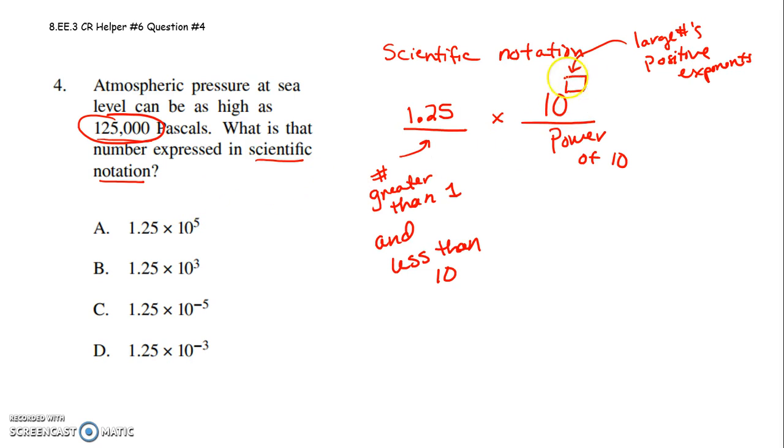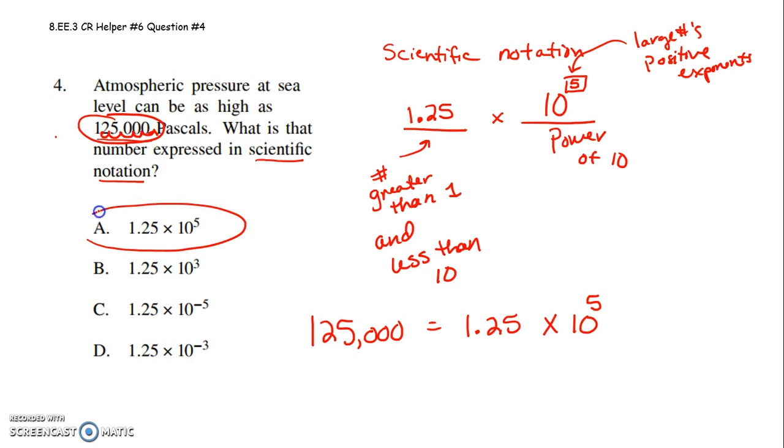Now, how do I figure out my exponent here on 10? Well, if I relocated my decimal point to here, then I'd say, how far over would I have to move that decimal point to get it back to my original number? I'd have to move it over 1, 2, 3, 4, 5 places. So that tells me my exponent here will need to be 5. So in scientific notation, 125,000 is the same as 1.25 times 10 to the 5th power. 1.25 times 10 to the 5th.